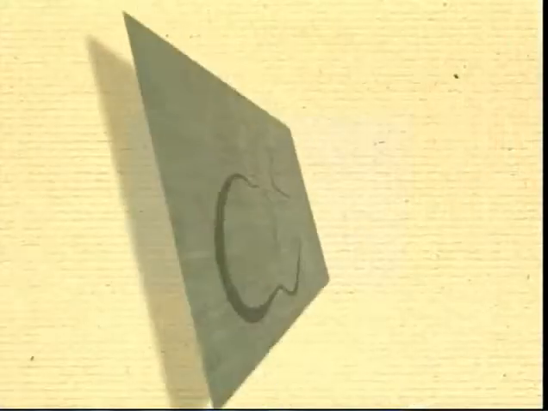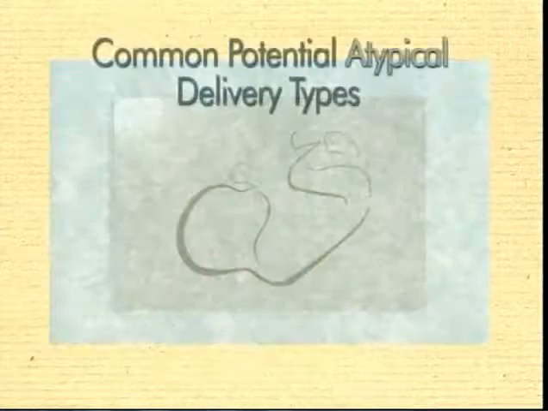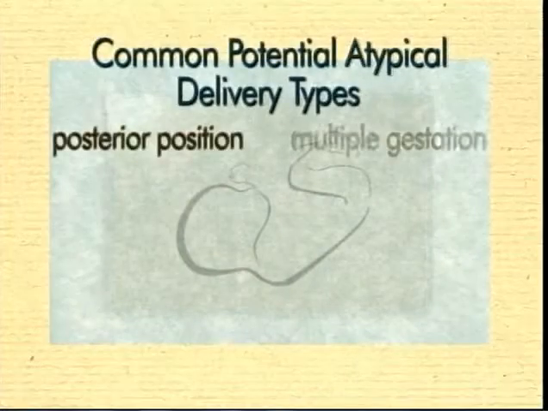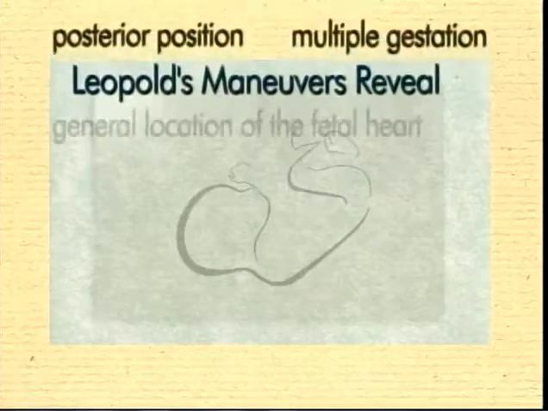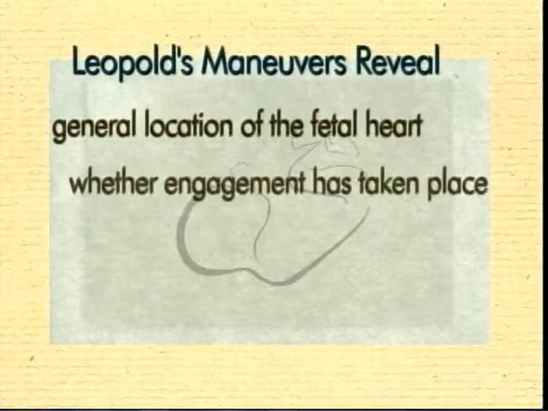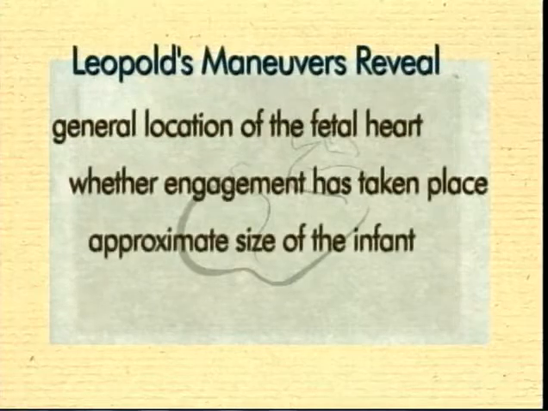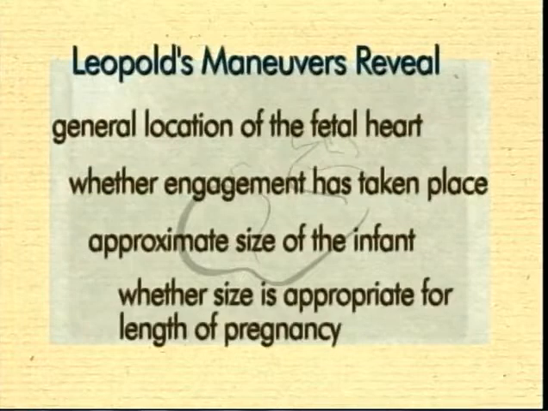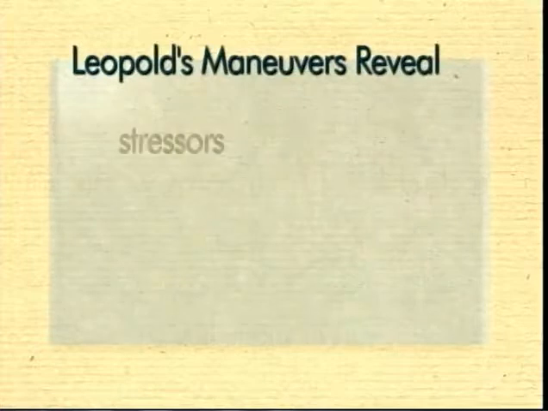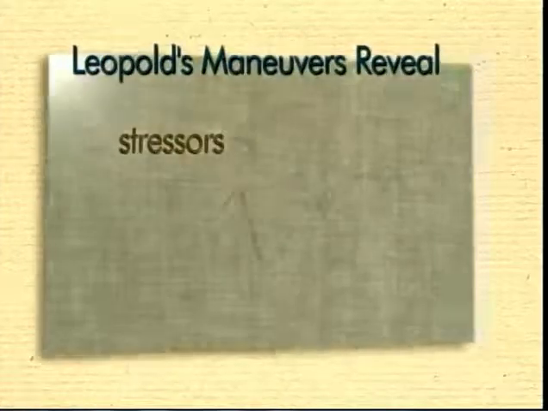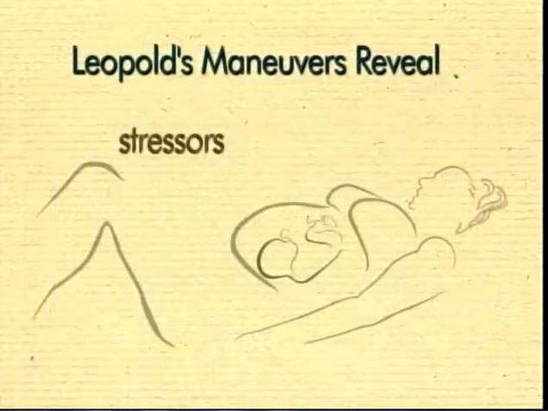The assessment of fetal presentation and position yields invaluable information that assists the nurse in predicting what kind of delivery will occur. The most common potential atypical delivery types identified by Leopold's maneuvers are posterior position or multiple gestation. Leopold's maneuvers can also reveal the general location of the fetal heart, whether engagement has taken place, approximate size of the infant, and whether size is appropriate for the length of the pregnancy. It also is a means of assessing the possible emergence of stressors that may give rise to high-risk situations for either the mother or baby during pregnancy, labor, and delivery.